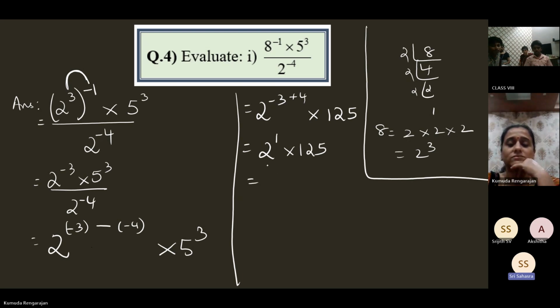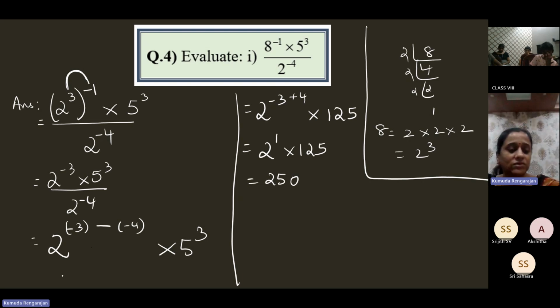2 into 125. Ma'am, got the same answer. She is still answering, children. Please wait. So 2 into 125. What's the answer? 250. Very good. Thank you. Yeah, please write down. The others got the same answer.